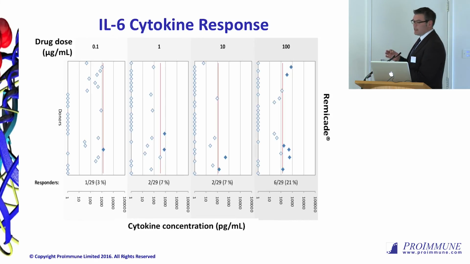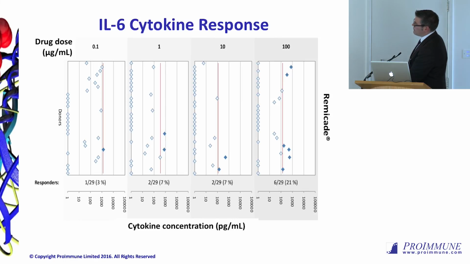So just to bring you into line with how we're presenting the data, or one of the formats that we're presenting the data, these are the 4 drug concentrations at the top, so 0.1 up to 100 micrograms per mil. And along the bottom, we have a logarithmic scale between 1 and 100,000 picograms per mil for the cytokine. This is IL-6. IL-6 is probably the cytokine which is most associated with cytokine storm, and therefore I'm using it as an example here. And in this case, we're incubating the cells with Remicade.